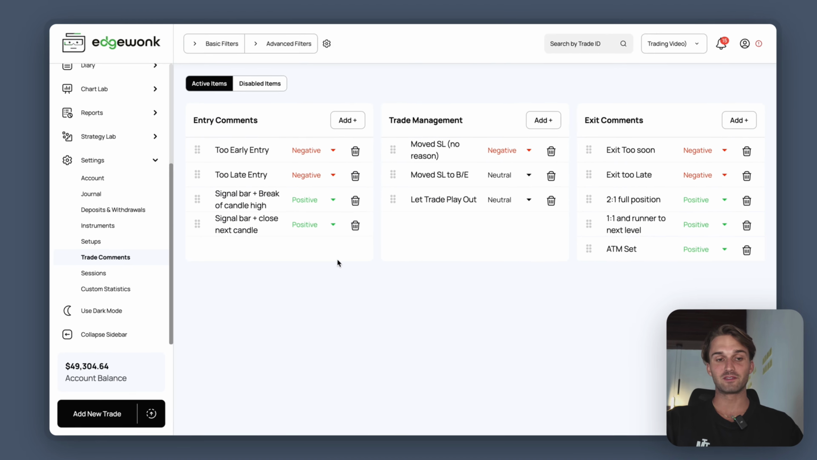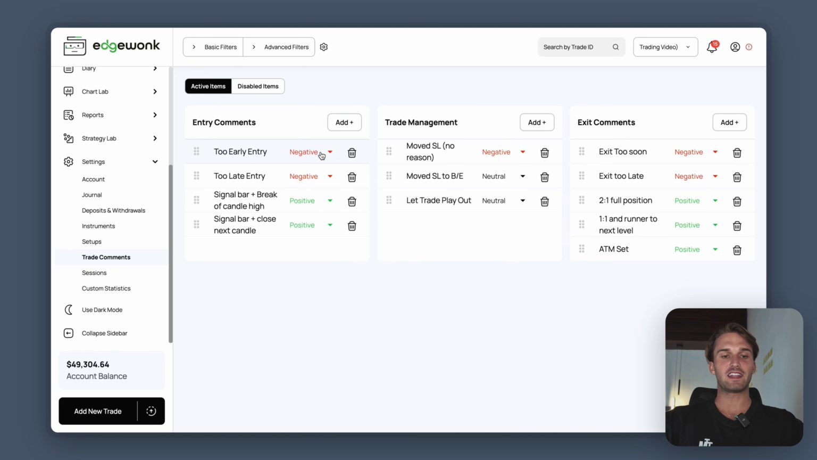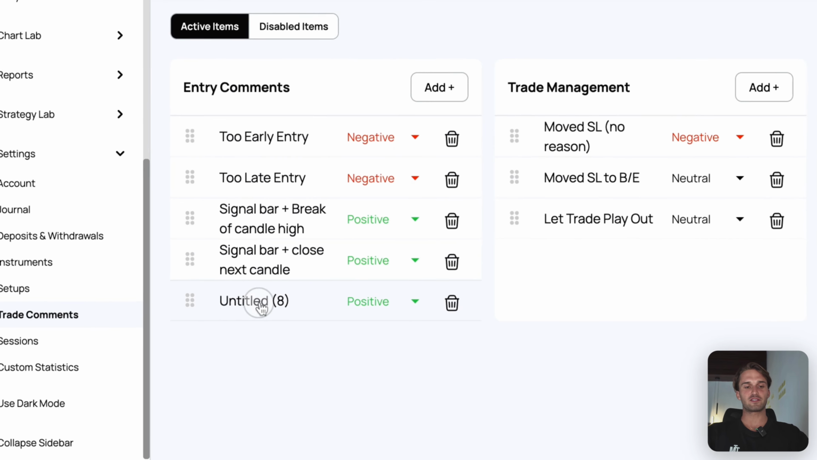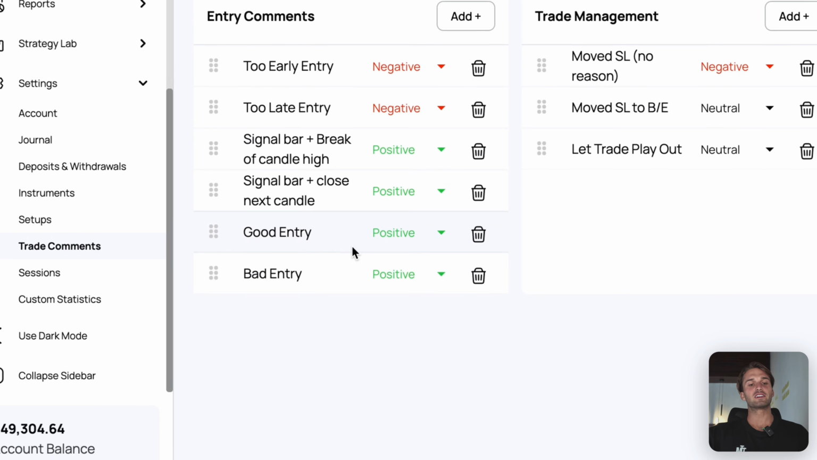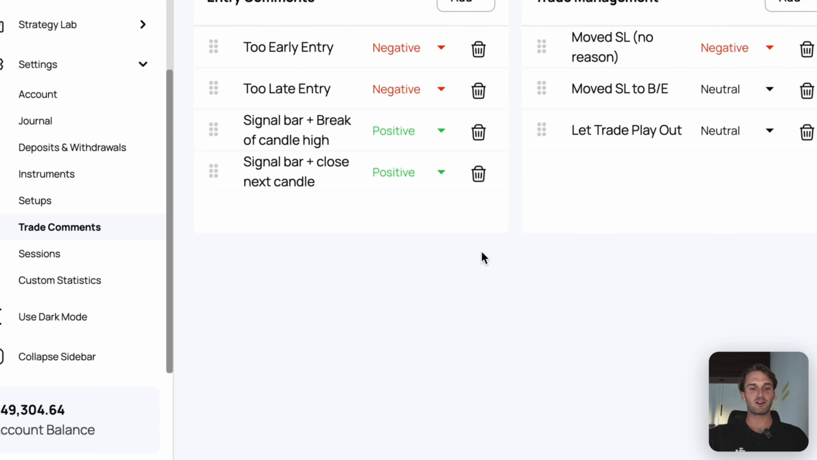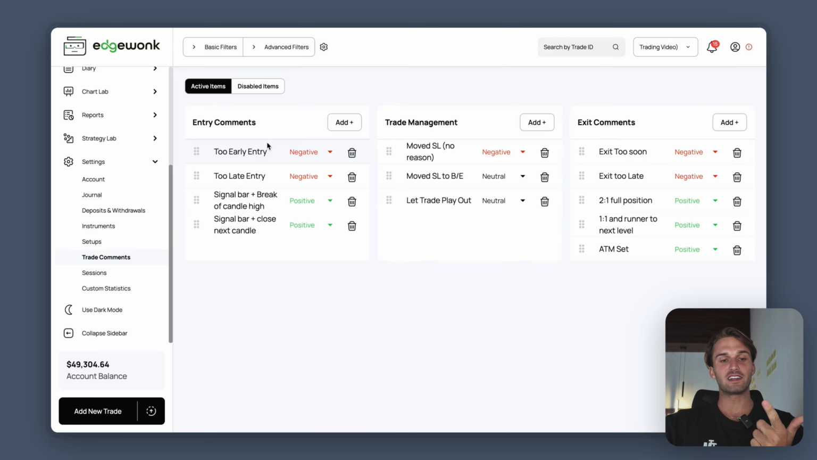They have something called the tilt meter. And that means you can track negative and positive comments of your entries or management or exits. But that's not really what I wanted to say. What I wanted to say is a lot of people have something like this: good entry, bad entry. There's nothing called good or bad entry. There's only too early, too late, or perfect. That's it. If you don't have a system where you have too early, too late, or perfect, then you don't have a clear entry.